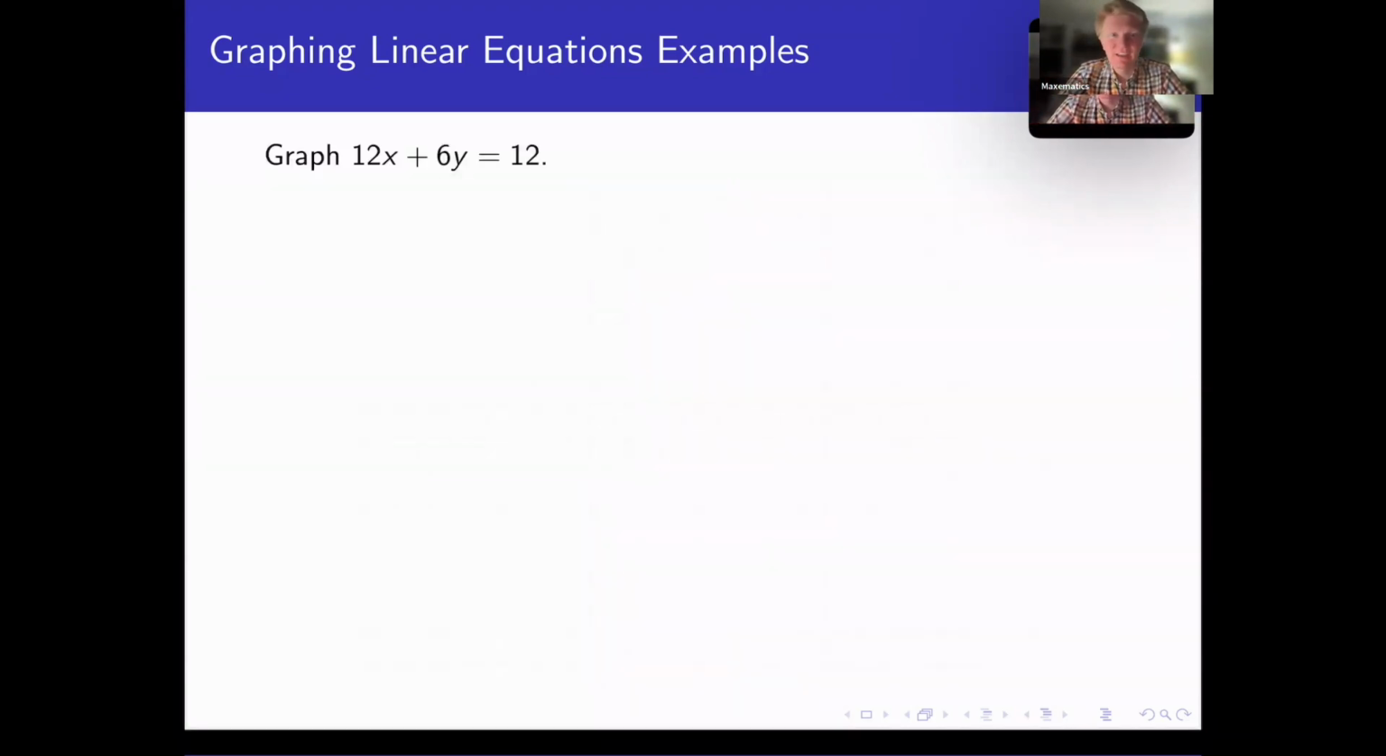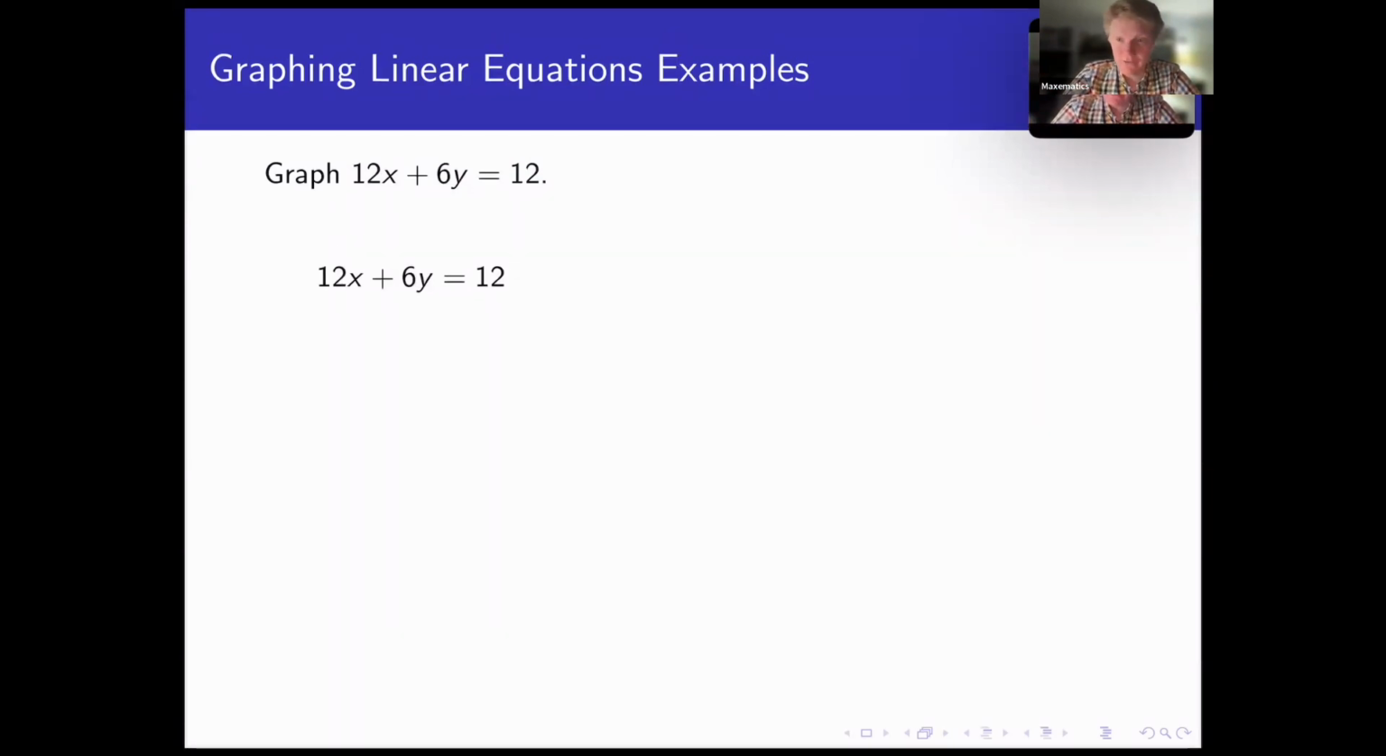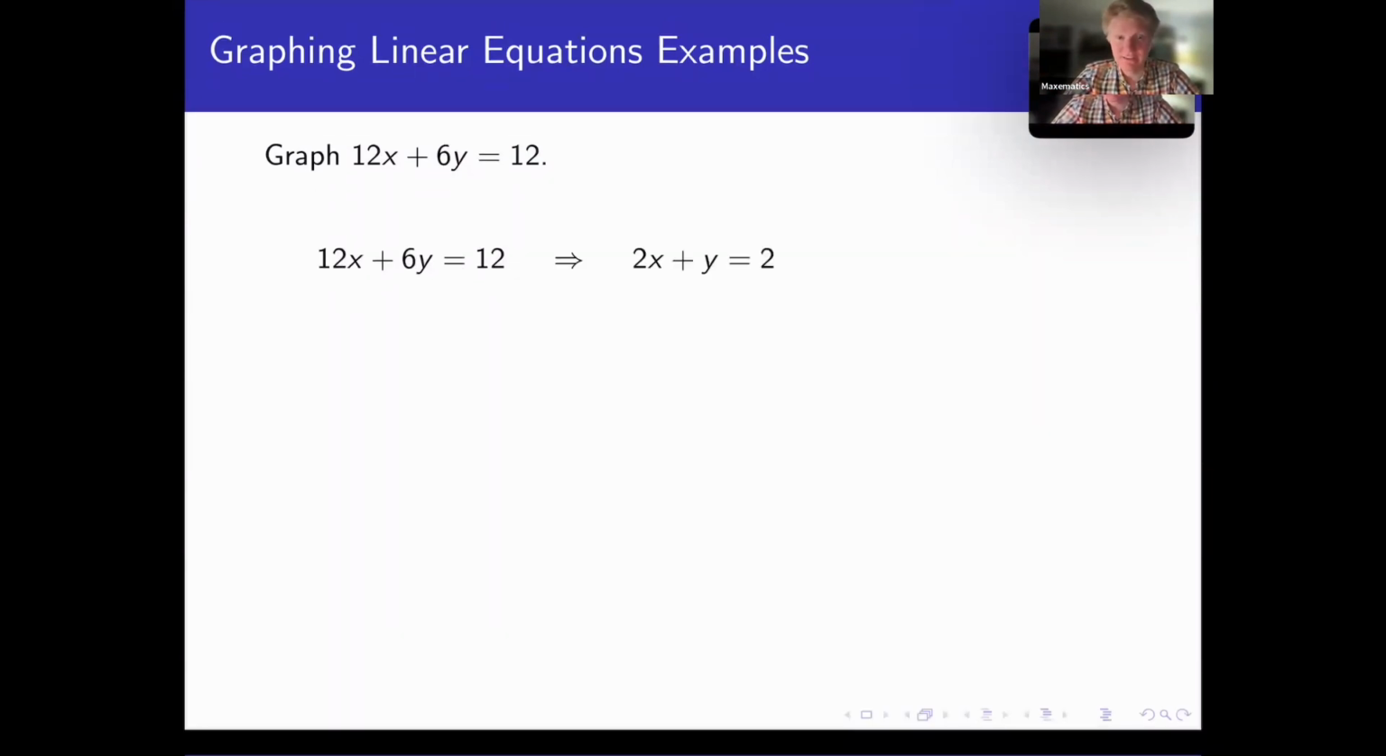Alrighty, 12x plus 6y equals 12. Well, first things first, let's get this into slope-intercept form. In general, it's a lot easier to deal with slope-intercept form, and it's a lot cleaner looking. This is technically called standard form, but, to each their own. Okay, so to solve for y, slope-intercept form has y all by itself. Let's start by dividing everything by 6.